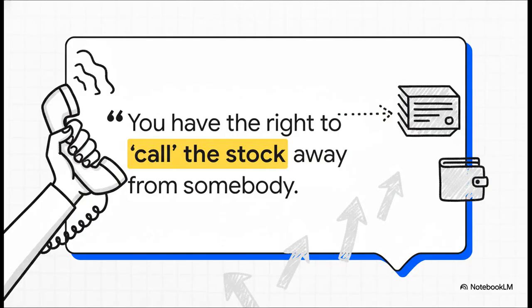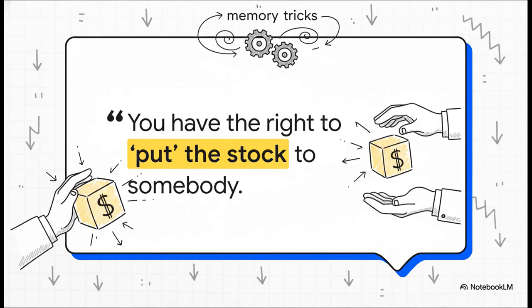And here's a really easy way to remember calls. Just think of it like this. You have the right to call the stock away from the seller. You're calling it over to you, into your account. And for puts, you guessed it, it's the exact same idea in reverse. You have the right to put the stock onto somebody else. You're essentially forcing them to buy it from you. These little tricks can seriously help keep it all straight in your head.